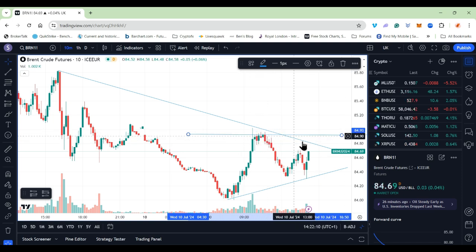Until we break past 84.92 here, I think we're pretty bearish. We're on this bearish channel. I think it might test this line, this Brent, for example. And these are the assumptions and the mindset I want you to start getting into.